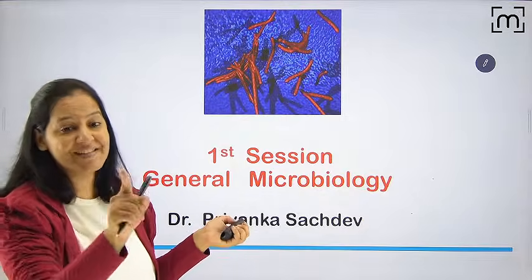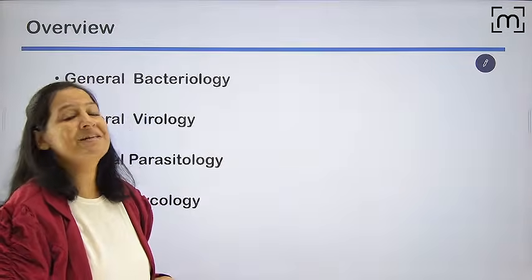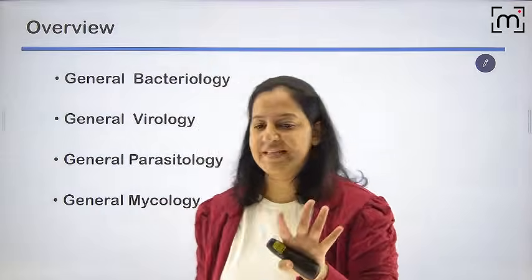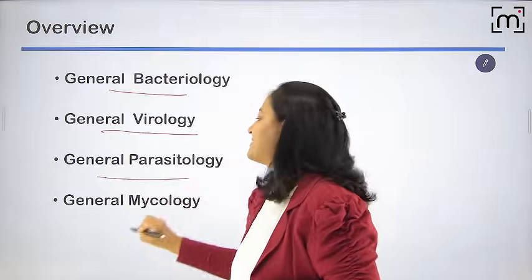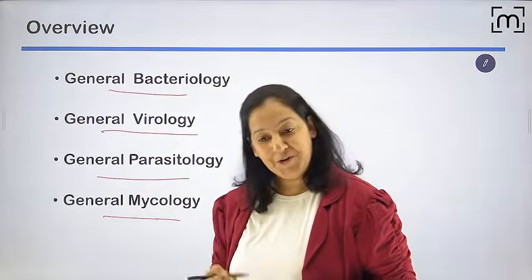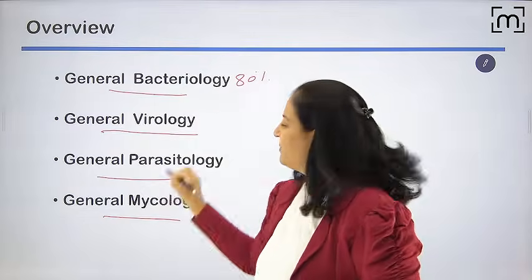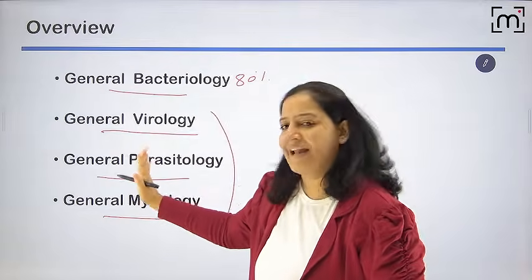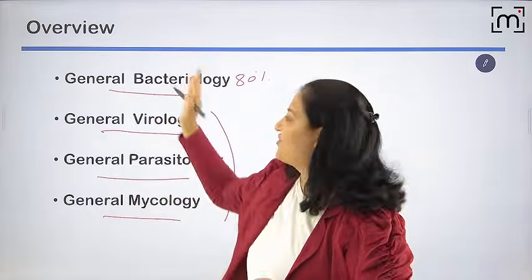Let's start the general microbiology, first session of final year microbiology. In general microbiology, we have four sections: general bacteriology, general virology, general parasitology, and general mycology. Now you may know that 80% of it is general bacteriology only. The remaining are minor, in which you just have to see the classification and a little bit more. But the biggest portion is general bacteriology.